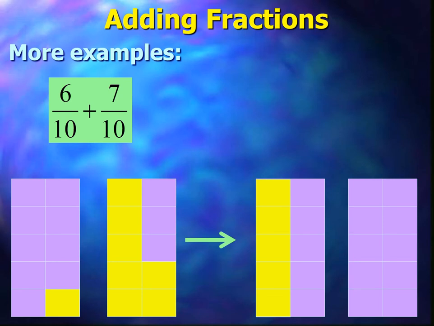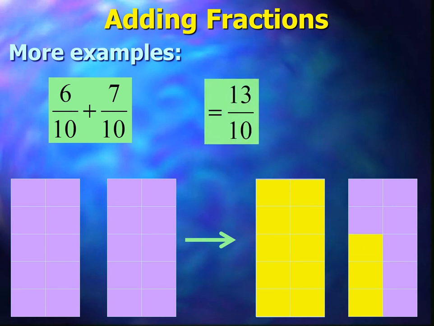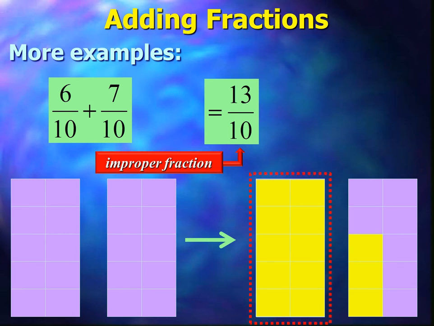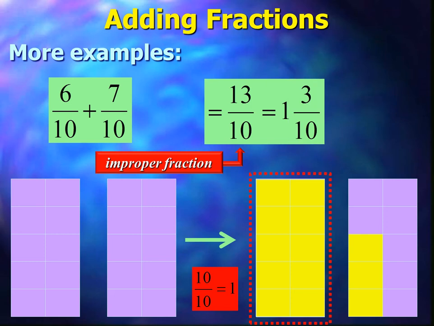So when we move over the pieces, we can see that we have 13/10. And this is an improper fraction. In order to turn this into a mixed number, we notice that we have one whole, because 10/10 equals 1, and we have 3 pieces left over, so the mixed number is 1 and 3/10. So we have 1 whole and 3/10 left over.